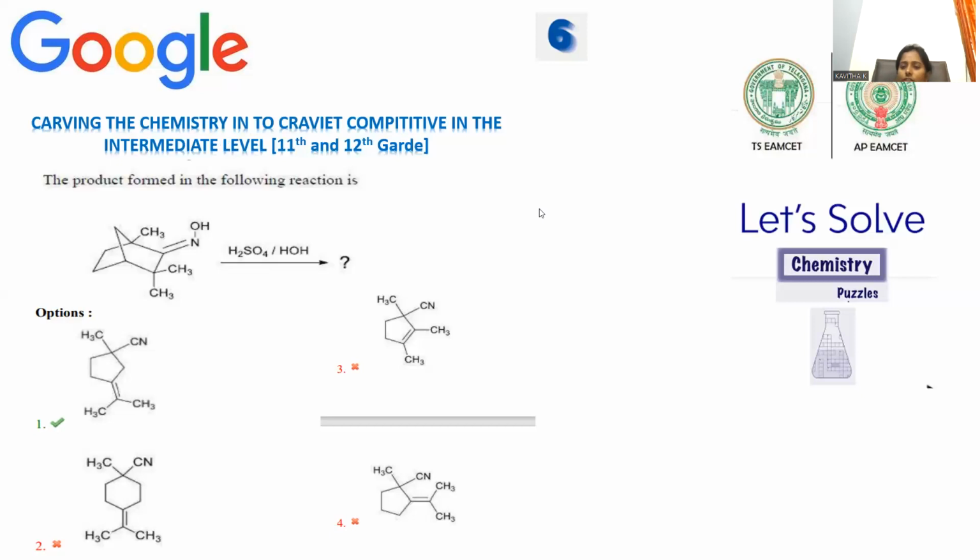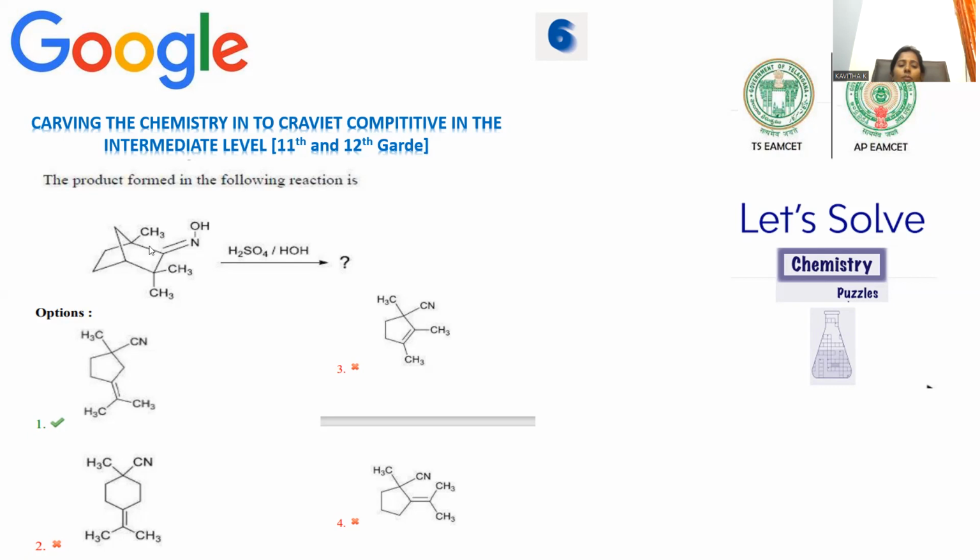And the last question of the session, question number 6. The product formed in the following reaction. We are taking a norbornane derivative, and here oxime is there. Double bond NOH is called what? Oxime. Oxime is the product of ketone with hydroxylamine. When this oxime is treated with sulfuric acid, we are expecting a ring cleavage, ring opening reaction. How many atoms are there? 1, 2, 3, 4, 5, 6, 7 atoms are there in the norbornane cyclic ring.